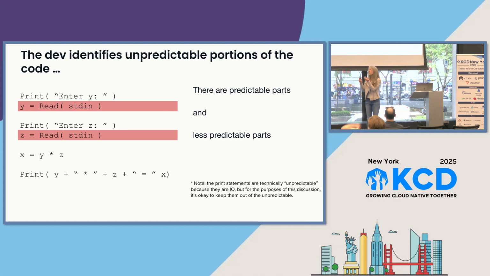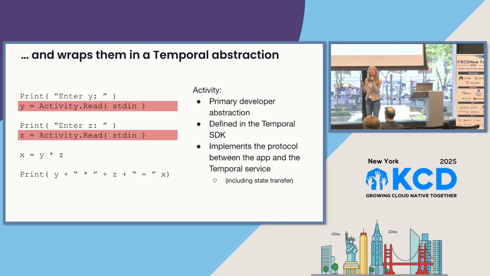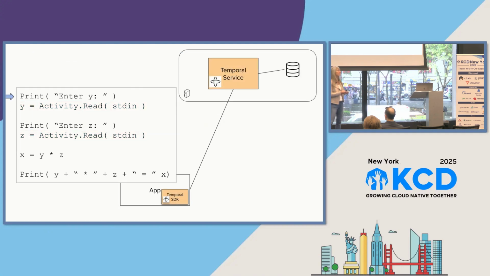What you do is you take those less predictable parts and you wrap them in an abstraction that we call an activity. Okay? And that's where the SDK comes in. The SDK sees that activity and it says, you're doing something with state here, and I need to implement this protocol. I need to implement the protocol that's giving me resilience for distributed systems. So let's step through this example.